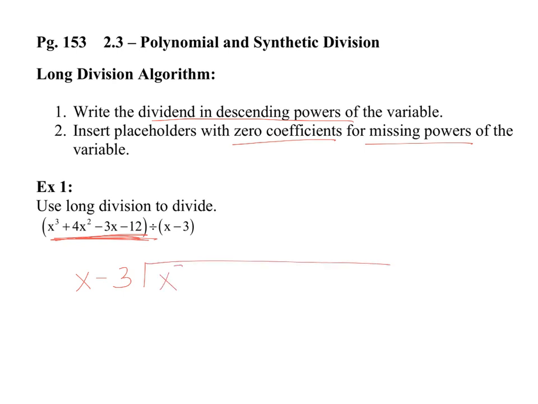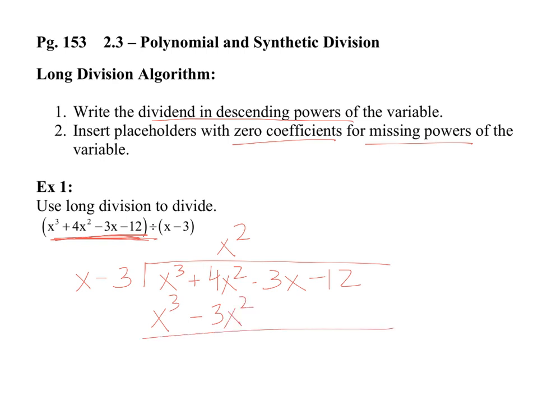So you've got x cubed plus 4x squared minus 3x minus 12. Okay, so the first thing you need to ask yourself is, x times what gives you x cubed? And that would be x squared. Alright, and we line up the powers. Okay, so we have x squared. x squared times x is x cubed. And then it's x squared times negative 3, which is negative 3x squared.